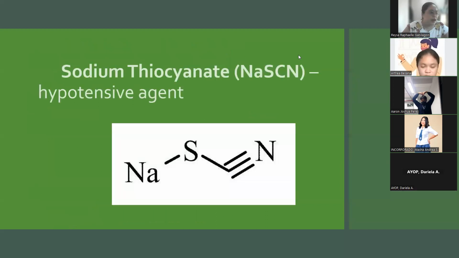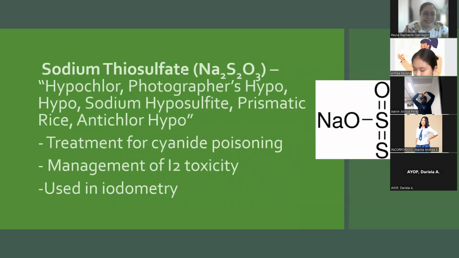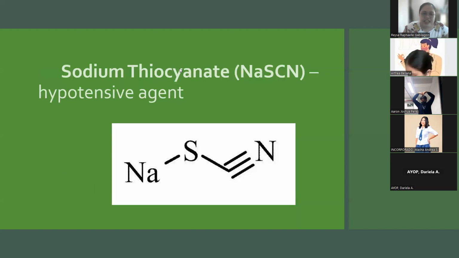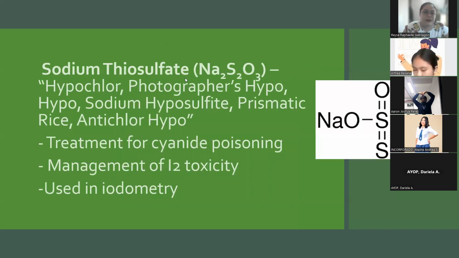Okay? Next, we have the sodium thiocyanate, which is a hypotensive agent. When you say hypotensive, this can cause decrease in the blood pressure. Okay? Decrease in the blood pressure, class. We call that hypotensive agent. In some cases, we can call this also anti-hypertensive agent because it can cause hypotension. Okay? And then we have the sodium thiosulfate, or we call this hypo or photographer's hypo.